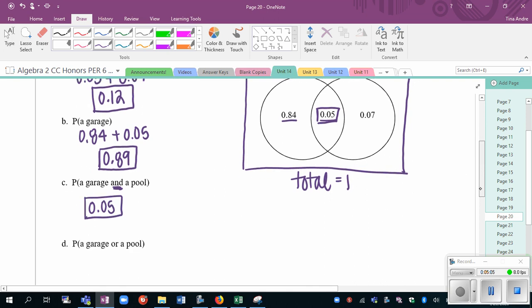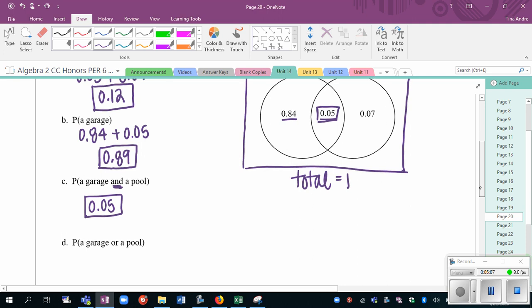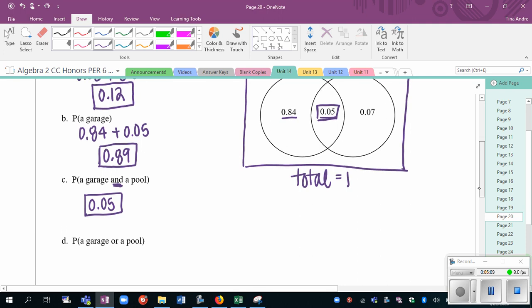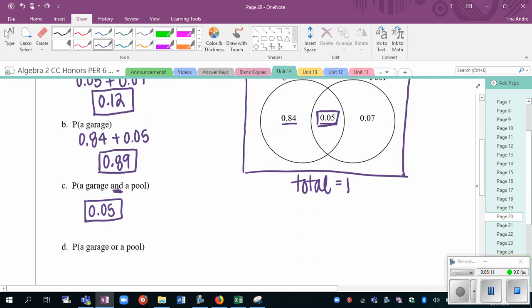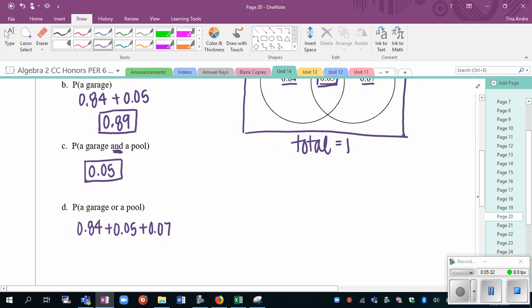And then for part D, the probability of a garage or a pool. So the probability of a garage or a pool means, well, remember what we said on the last page, it's everything in the circles. So it's basically all three of these added together. So when we add those together, we get 0.96.